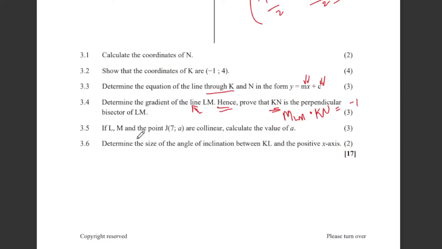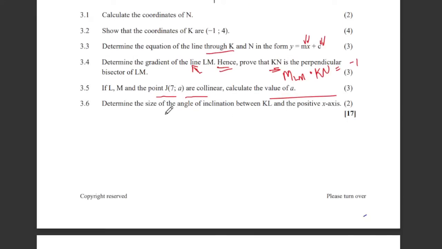3.5, they are telling us we have this point J that is on the same line as LM. And they're telling us that those points are collinear. Calculate a, use the gradient. Okay, then the size of the angle of inclination.